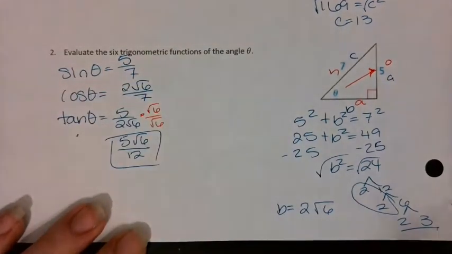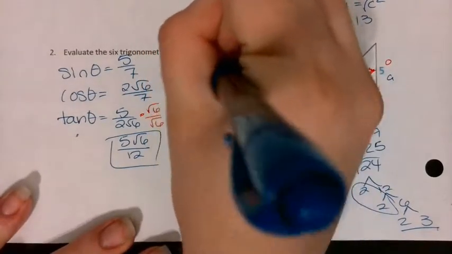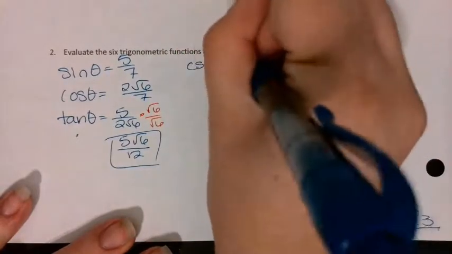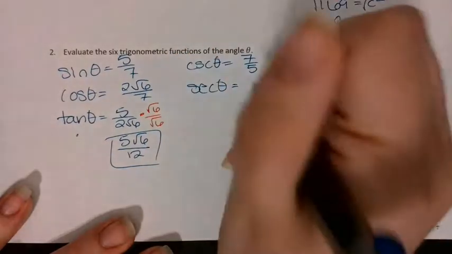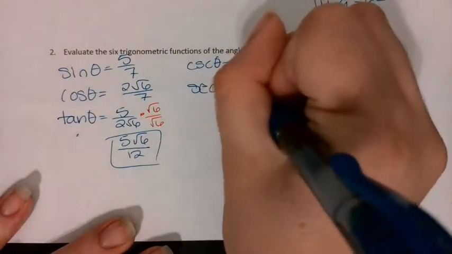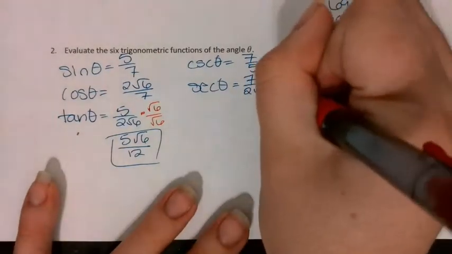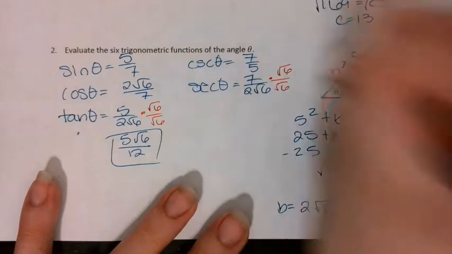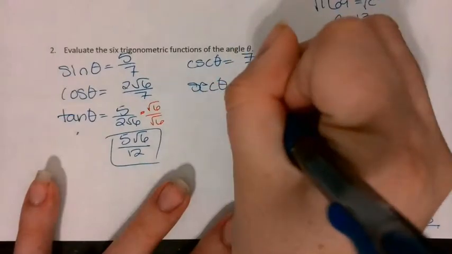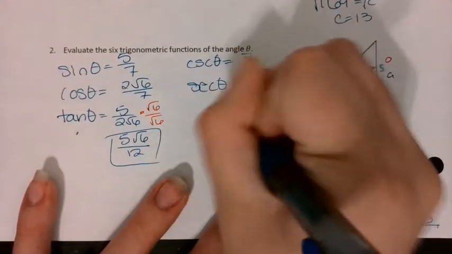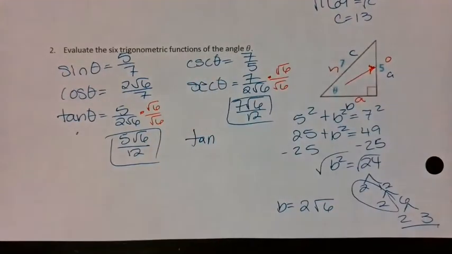Okay. Then I want to find my other 3 trig functions. So I have cosecant, which switches sine. It's going to be 7 over 5. I have secant, which switches cosine. So I have 7 over 2 square root of 6. I want to get rid of that square root of 6 on the bottom, so I multiply by square root of 6 over square root of 6. This gives me 7 square root of 6 on the top, 12 on the bottom. And then I do the same thing for tangent, cotangent.